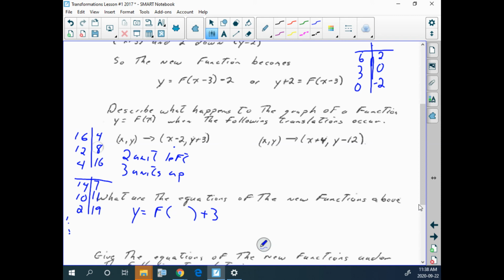In the middle here, I moved it 2 units left. Well, how do I get a function to move 2 units left? x minus negative 2. So we always write this in that form, x plus 2, whatever the function is.